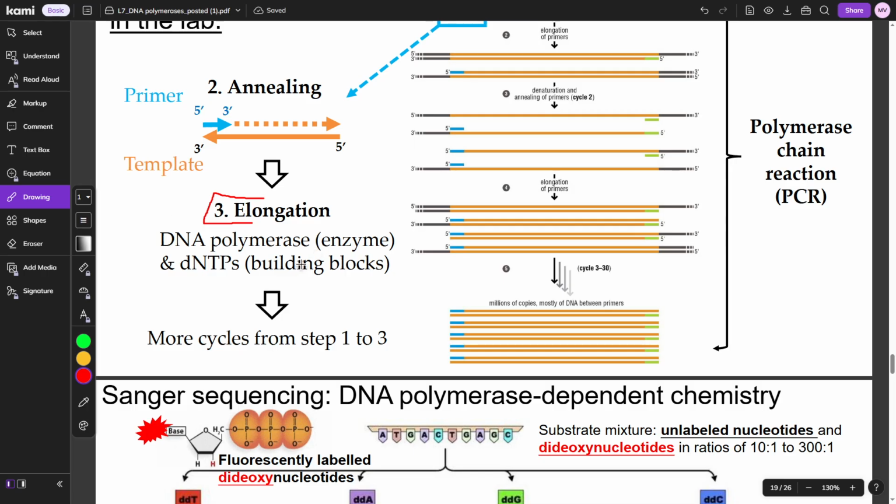But yeah. Hopefully that makes sense. It's basically just a way of replicating sections of DNA that you want.